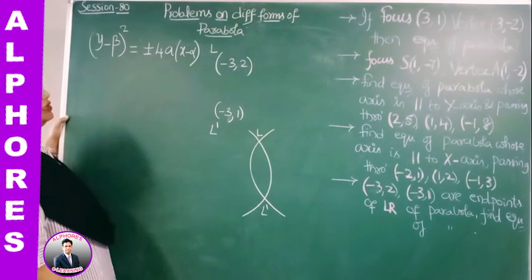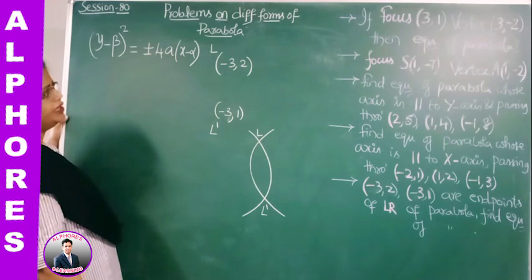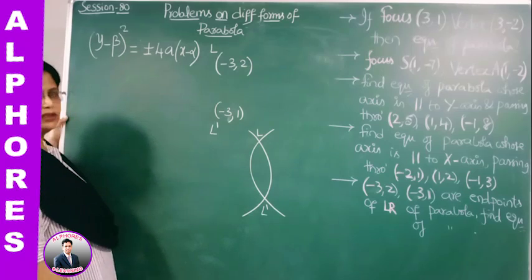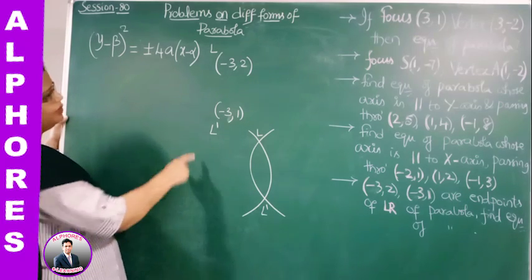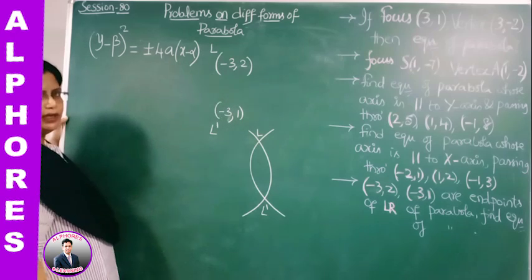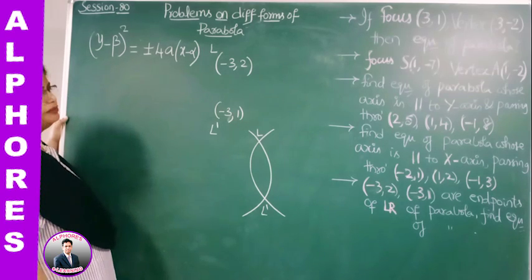Okay, now what is our requirement here? We don't know 4a, but what is 4a? The distance between these L and L dash, that is the length of the latus rectum, is nothing but L L dash. Therefore, you can easily get the 4a value. Then what about the next requirement? Alpha and beta. Okay, these two values we need to find.